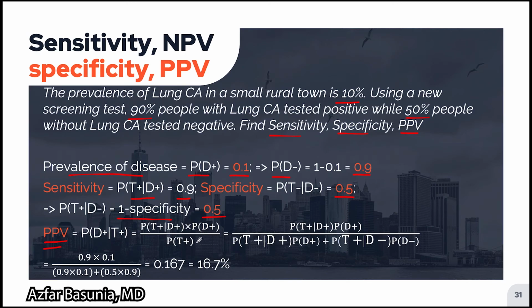Using the law of total probability, we can expand out the probability of being test positive as the probability of test positive given disease positive multiplied by the probability of disease positive plus the probability of test positive given disease negative multiplied by the probability of being disease negative. So now we can plug in all of our numbers. The probability of test positive given disease positive is equal to the sensitivity, so that is 0.9. And the probability of disease positive is the prevalence, so that is 0.1.